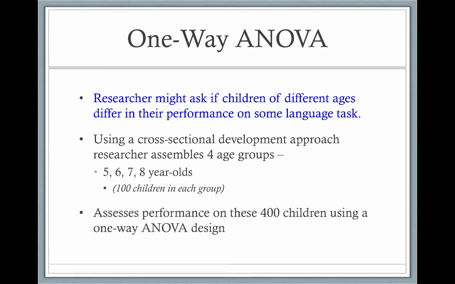So for a one-way ANOVA, a researcher might ask if children of different ages differ in their performance on some language task. Using a cross-sectional developmental approach, the researcher assembles four age groups: a group of 100 5-year-olds, 100 6-year-olds, 100 7-year-olds, and 100 8-year-olds. And then they assess the performance of these 400 children using a one-way ANOVA design.